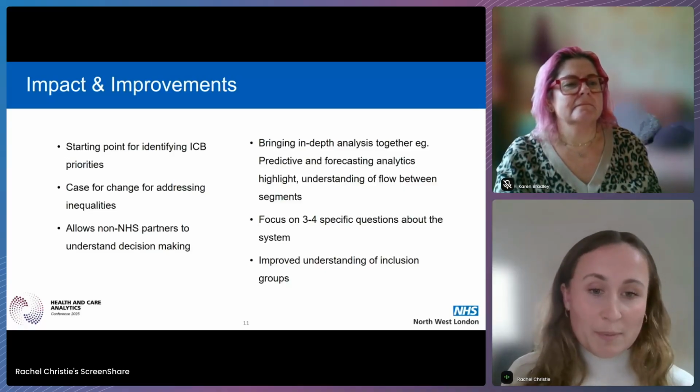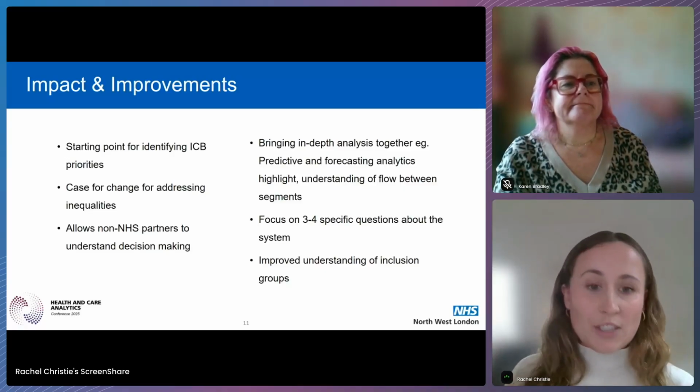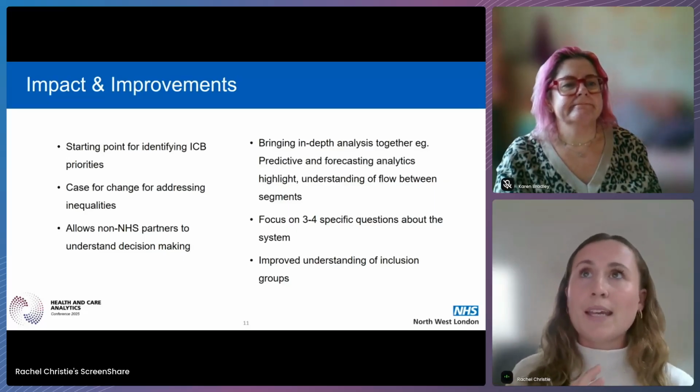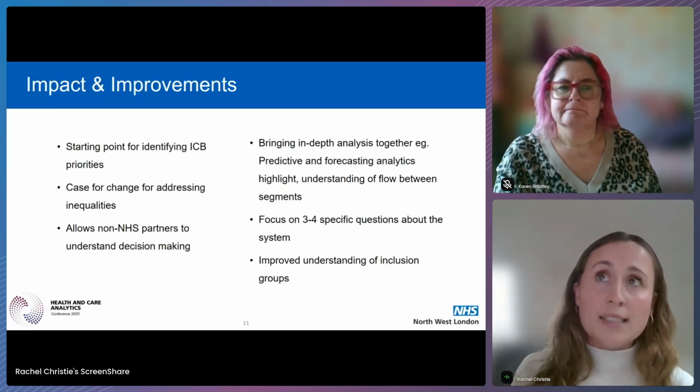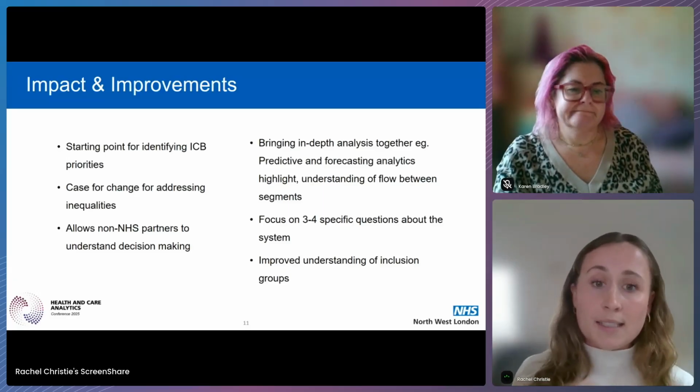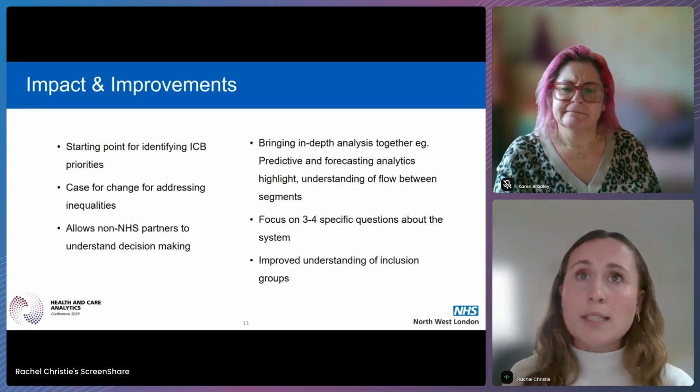There are lots of improvements to be made. This is just where we've got to so far. But I think, in the future, we want this needs assessment to be a place where we bring in some of the more in-depth pieces of analysis together. So more of our predictive and forecasting analytics, thinking about flow between segments.